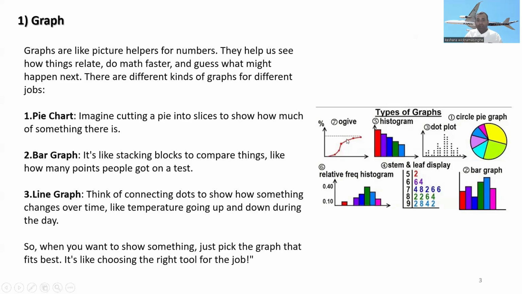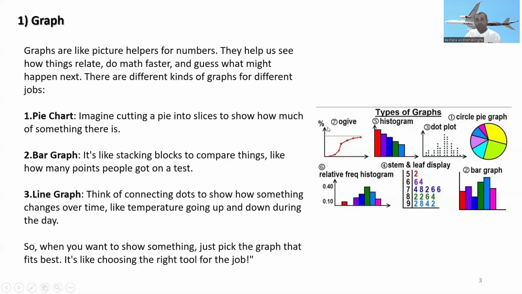Next one is the line graph. You can see the line graph. Think of connecting dots to show how something changes over time, like temperature going up and down during a day. These kinds of things we can show through the line graph. So when you want to show something, just pick the graph that fits best. It's like choosing the right tool for the job. So that is called the graph.